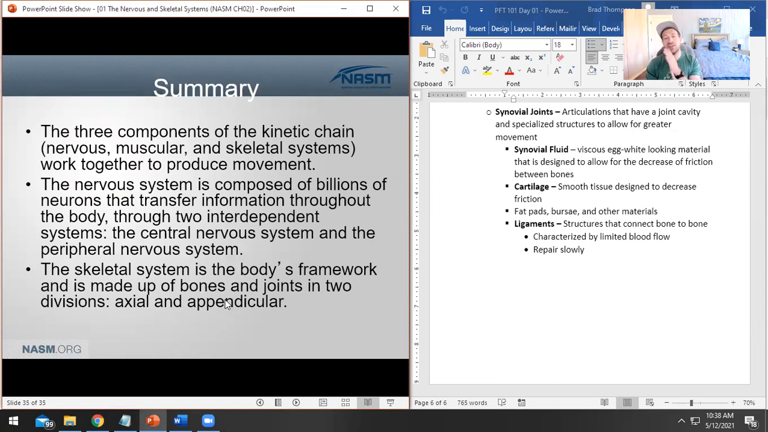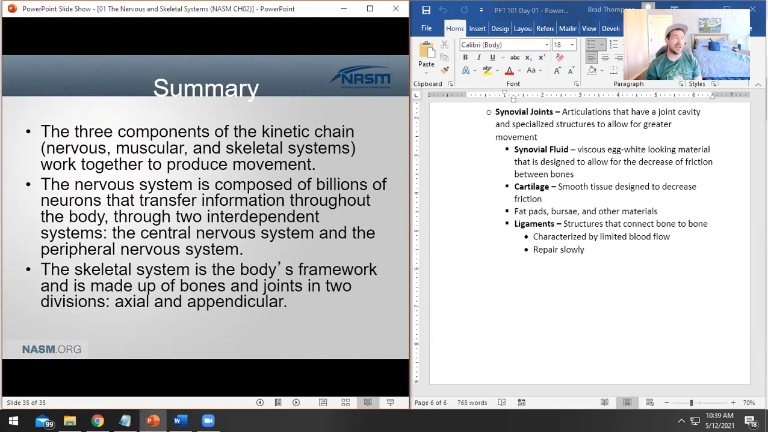So summarizing everything up today, the 3 components of the kinetic chain are your nervous system, your muscular system, and your skeletal system. Your nervous system is the control center. It is going to use sensory function to gather information, integrative function to interpret that information, and motor function to execute the appropriate response to that information.